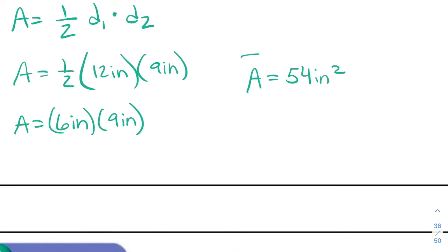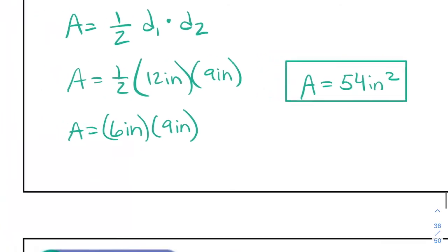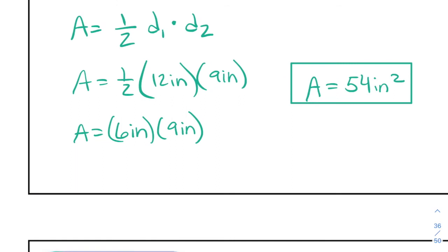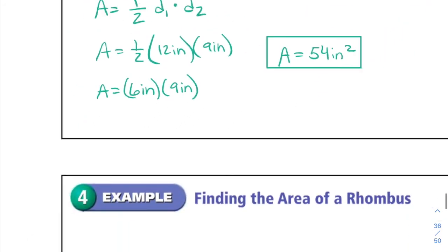It's 54 inches squared. Now, some of you are like, why aren't you, Mr. A, why aren't you distributing? This is just multiplication straight across. 0.5 times 12 times 9. It's not distributing because there's no addition or subtraction here. Just do multiplication straight across. You can do half of 9 or half of 12 and then multiply that by the other term.